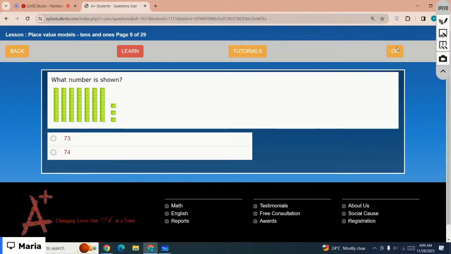What number is shown? Which is the correct option? The number shown is 73. I actually told you the answer. The number shown is 73. Option number 1 is the correct option.